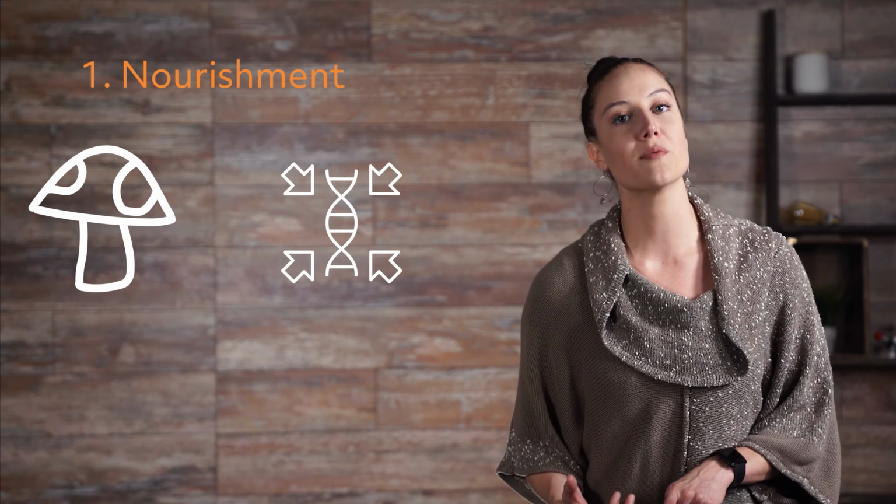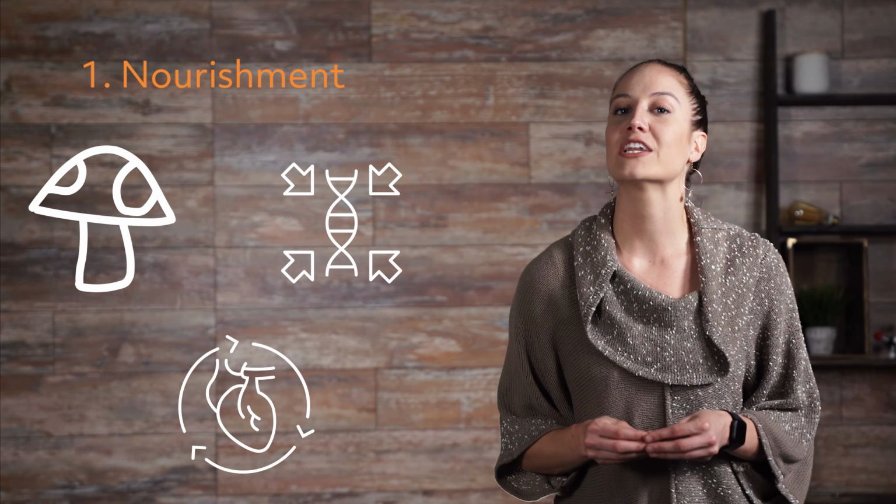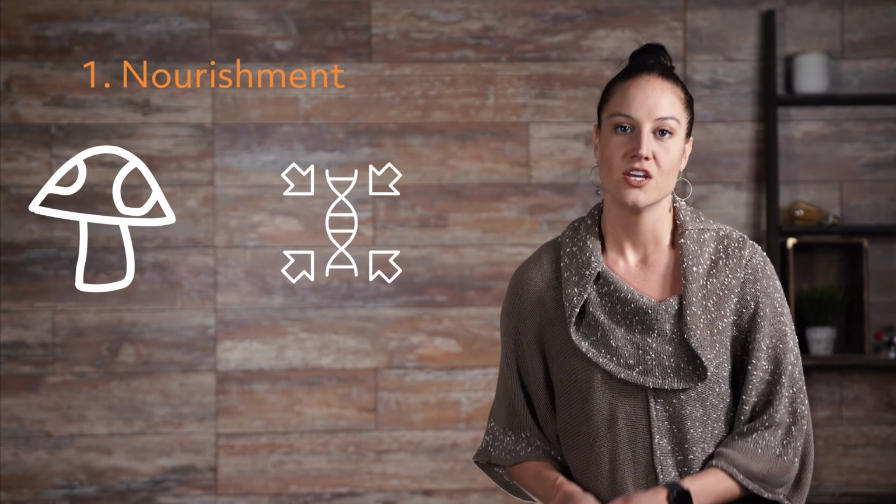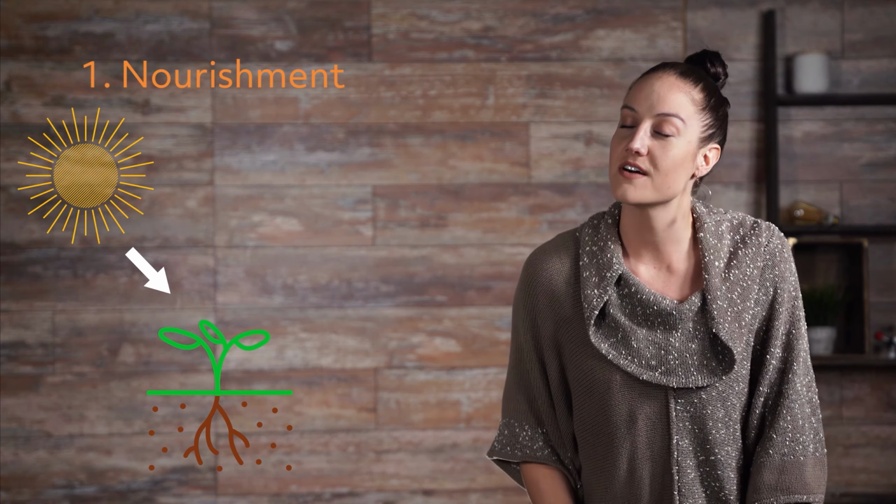Let's go a little deeper and look at the 7 characteristics of a living organism. 1. Nourishment. All living things are dependent on external resources to grow, repair, and to maintain current internal processes. So, an organism must take in nutrients to obtain the energy it needs to maintain all of its functions.